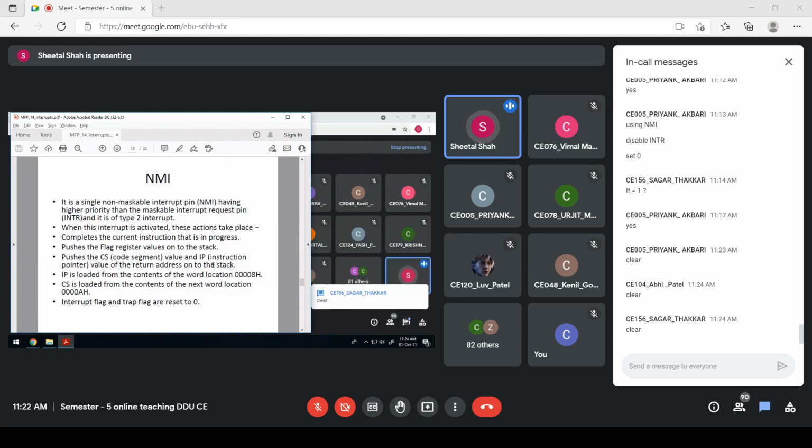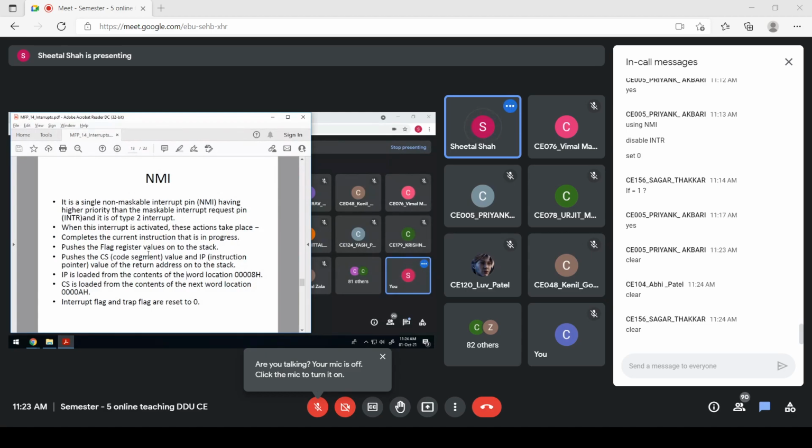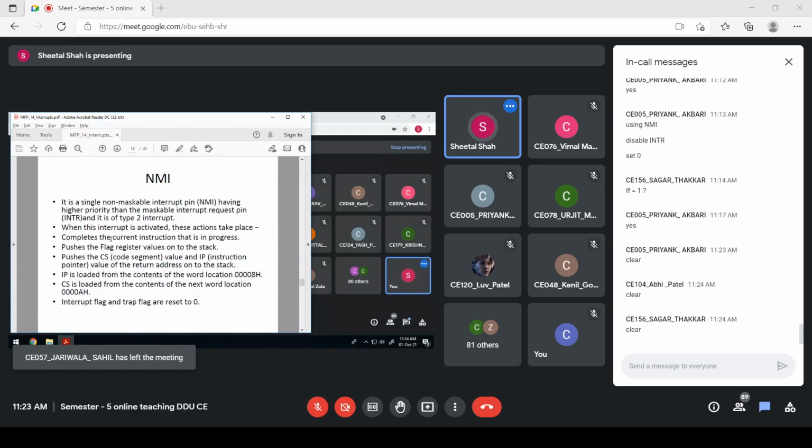Next, what happens if an interrupt is generated at the NMI pin, or non-maskable interrupt? It is a single non-maskable interrupt pin, having higher priority than the maskable interrupt request pin, and it is of type 2 interrupt. We have seen that type 2 interrupt is the NMI or non-maskable interrupt. When this interrupt is activated, what happens? Complete the current execution. The same steps which we have discussed there would be followed.